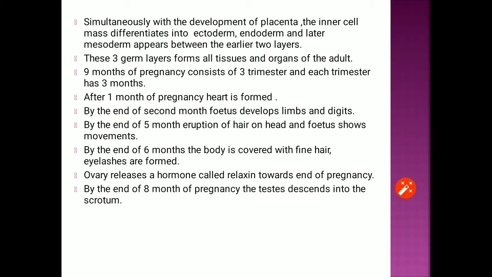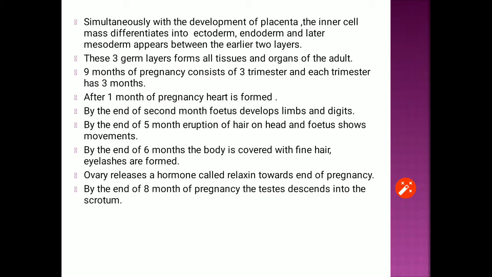All these are the germ layers, and that is the reason we are triploblastic organisms. These three germ layers form all tissues and organs of the adult. 9 months of pregnancy consists of 3 trimesters, and each trimester has 3 months.